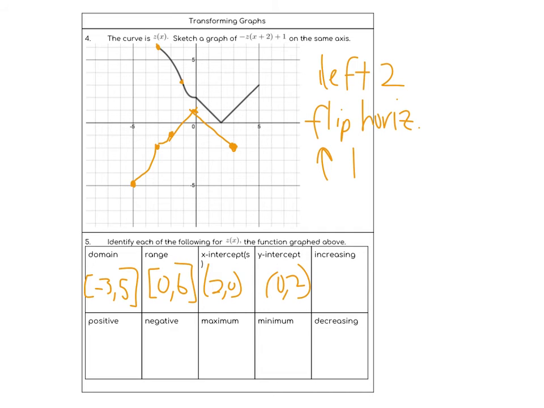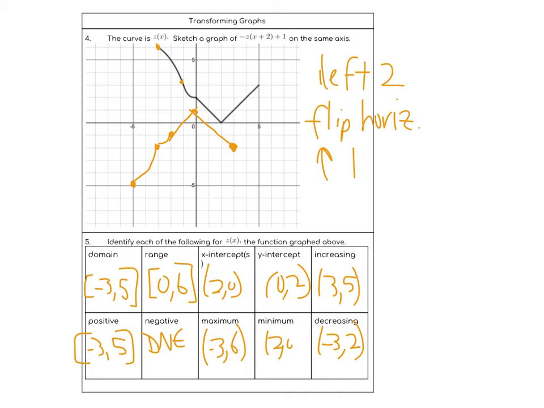Increasing. It is only increasing from 3 to 5. Decreasing. It is decreasing from -3 to 2. Positive. -3 to 5. Negative. It isn't. So maybe it does not exist. Max. The max is -3, 6. And the minimum is 2, 0. All right, beautiful.